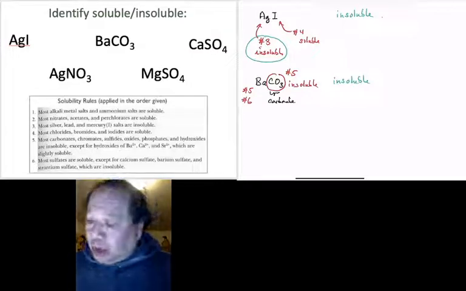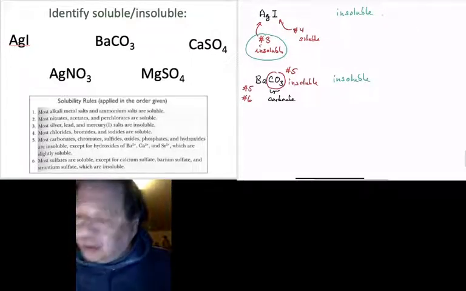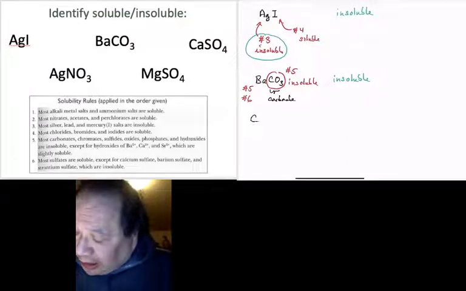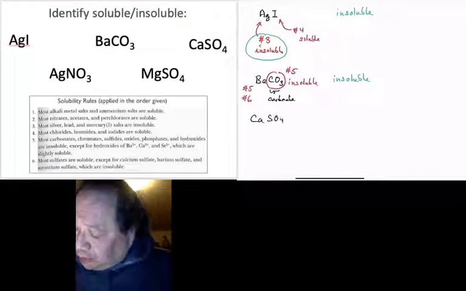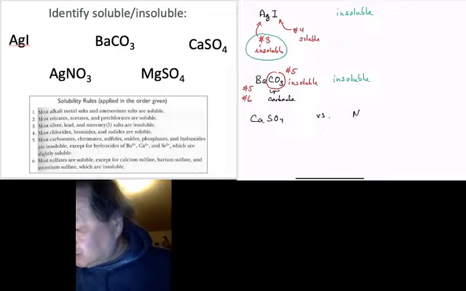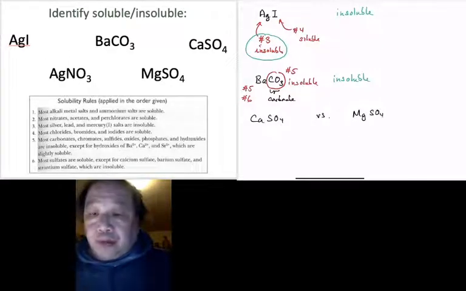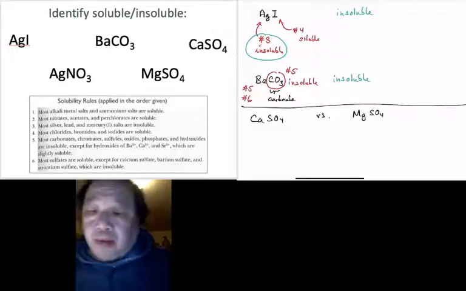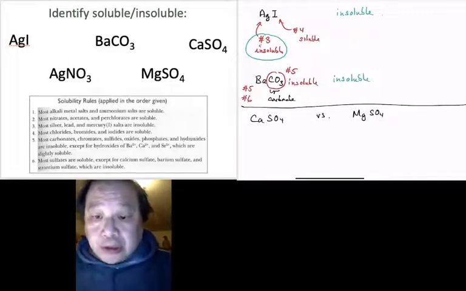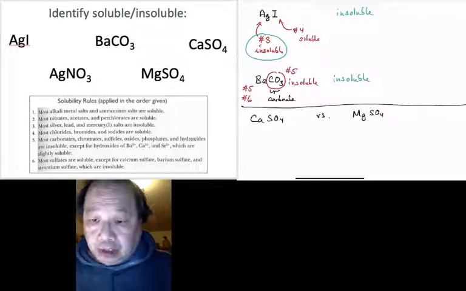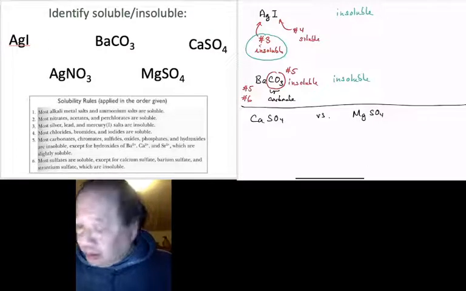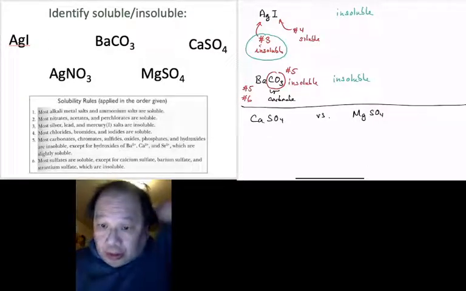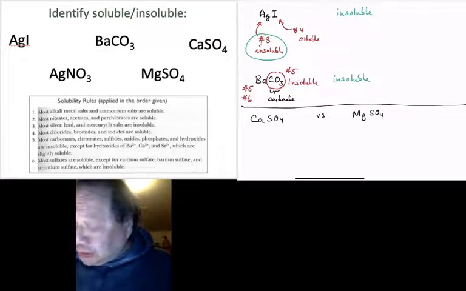Let's just do a pair together. CaSO4 versus MgSO4. These are both, Ca and Mg are both alkaline earths. Put in chat which of these two is the soluble one and which one is the insoluble one. Put it in chat. And which rule are we looking at? Put in chat which one is soluble of the two.